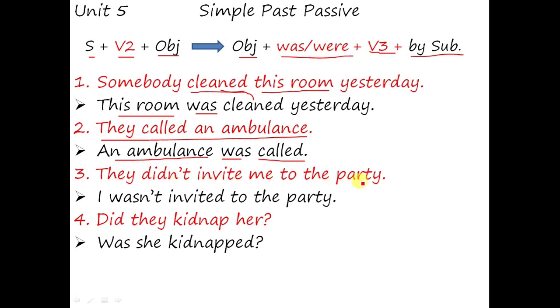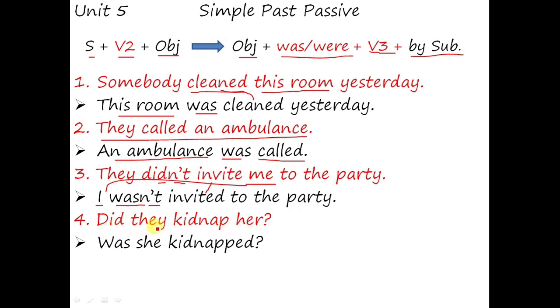Similarly, they didn't invite me to the party. So see here, did plus V1 means it is past, but it is in negative. It means we have to use was not or were not. So first use the object, me, which comes in the position of subject. In subjective case, I. I was, this is negative, therefore was not. Then V3 of invite, invited to the party. I was not invited to the party.